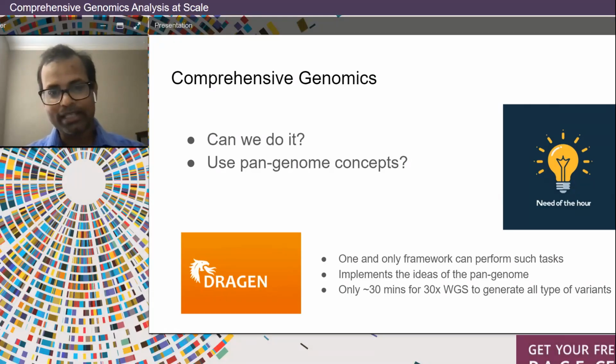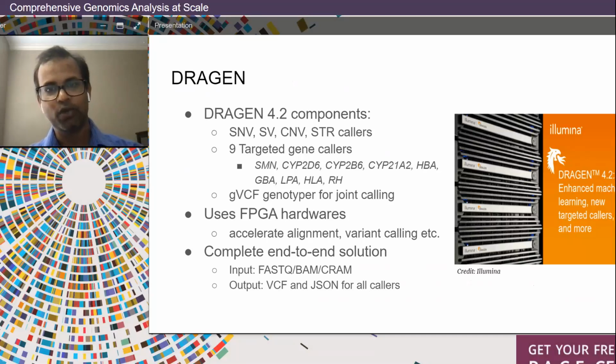Illumina's secondary analysis platform called DRAGEN is one of the frameworks that can perform such tasks. It also implements the ideas of the pangenome. And the good thing is that it takes only 30 minutes for a 30x whole genome sequencing sample to generate all types of variants. I'll be talking mostly about version 4.2 of DRAGEN.